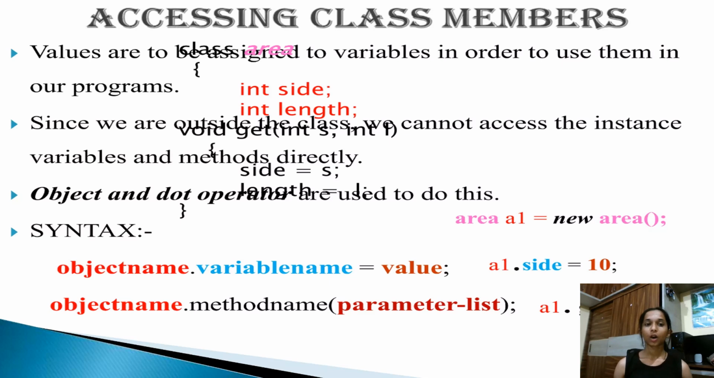Accessing class members. Values are to be assigned to variables in order to use them in our programs. Since we're outside the class, we cannot access instance variables and methods directly. So we use the object and dot operator to do this. Here is the syntax: object name dot variable name equals value. Let's see an example for this. Here a1 is the object name, side is the variable name, and 10 is the value that we are assigning. And to access an instance method, we use object name dot method name followed by the parameter list, and the semicolon is a must.